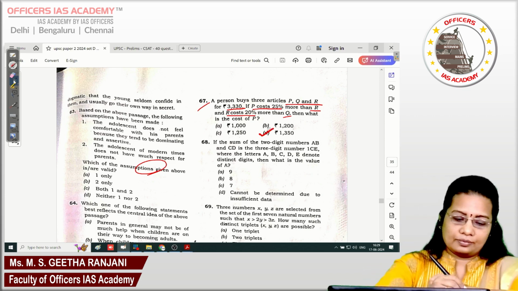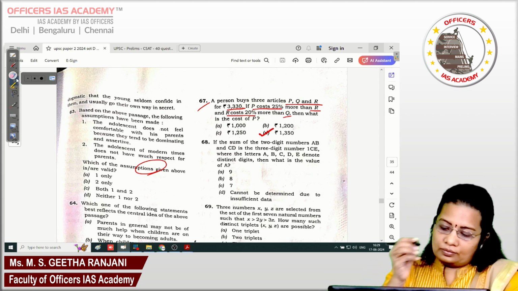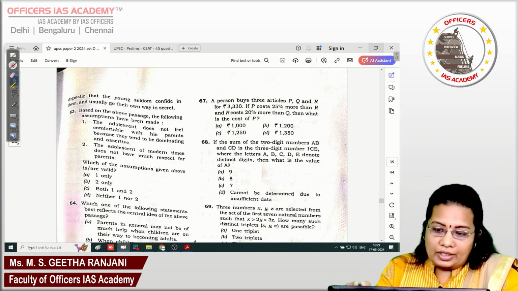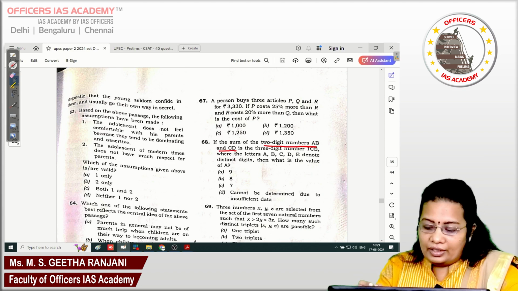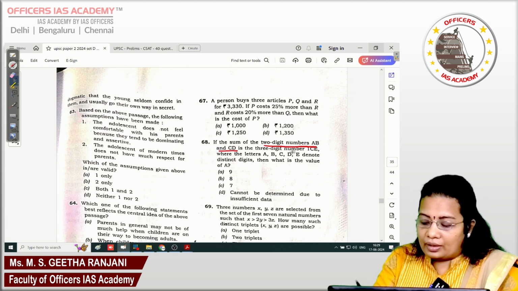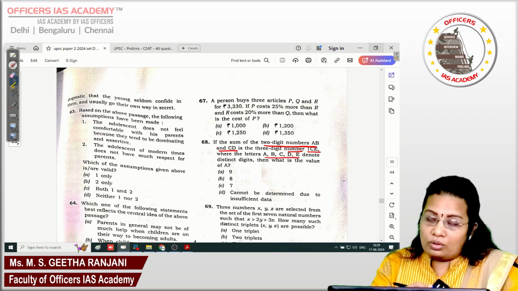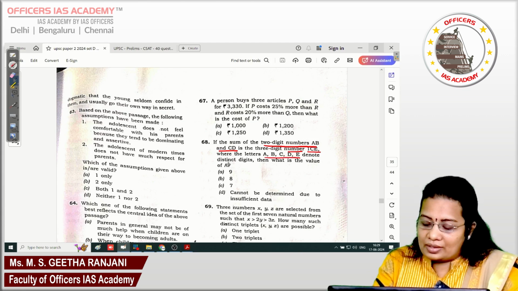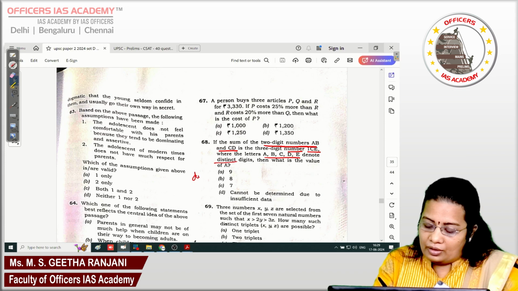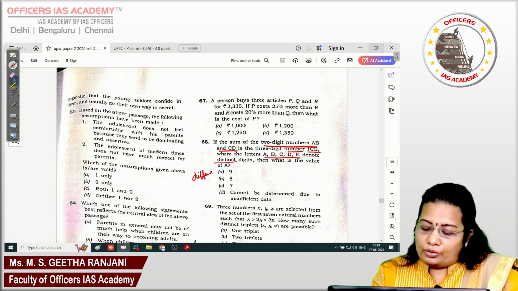Next question. If the sum of the 2-digit numbers AB and CD is a 3-digit number 1CE, where the letters A, B, C, D, E denote distinct digits. Distinct in the sense different digits. All are different. What is the value of A?